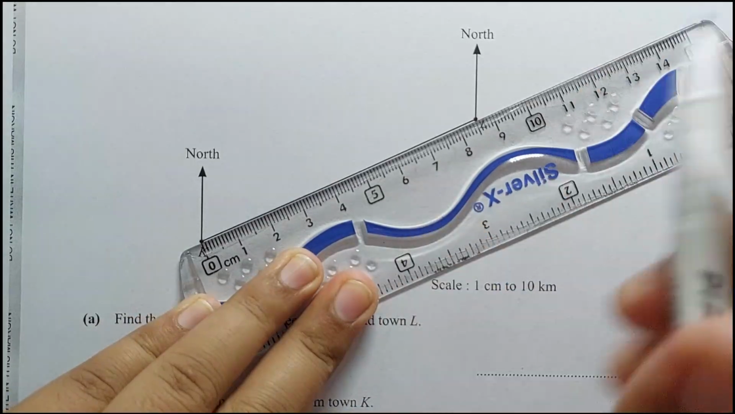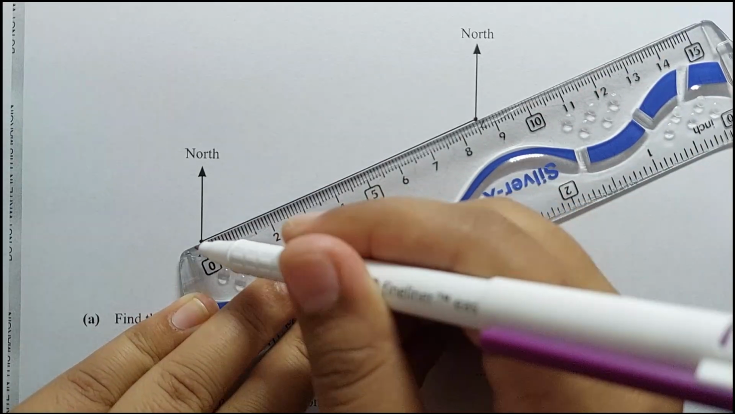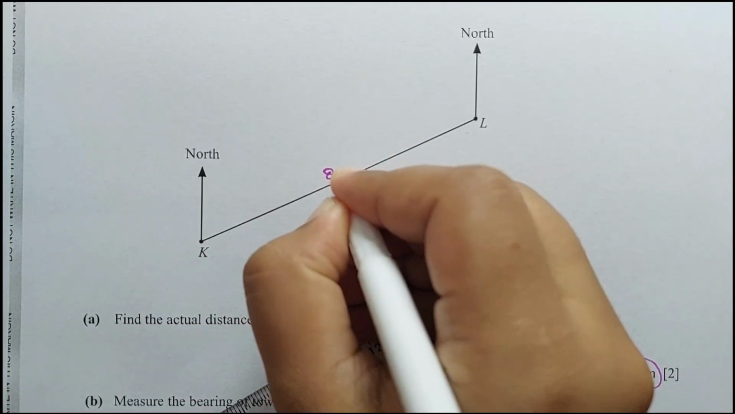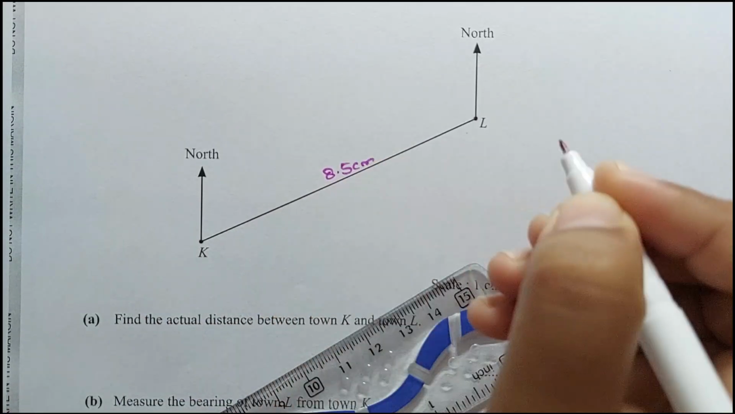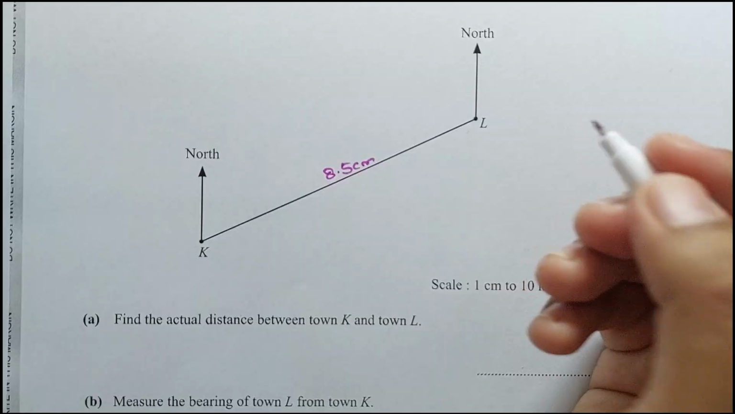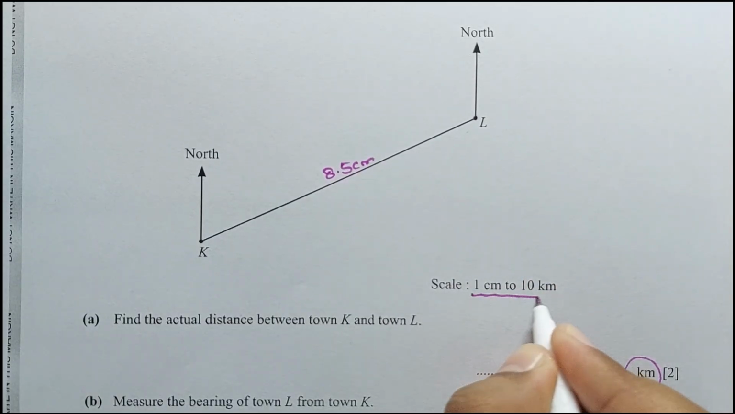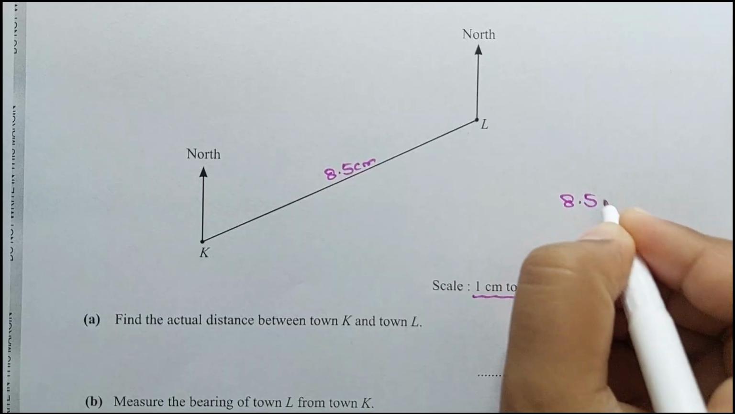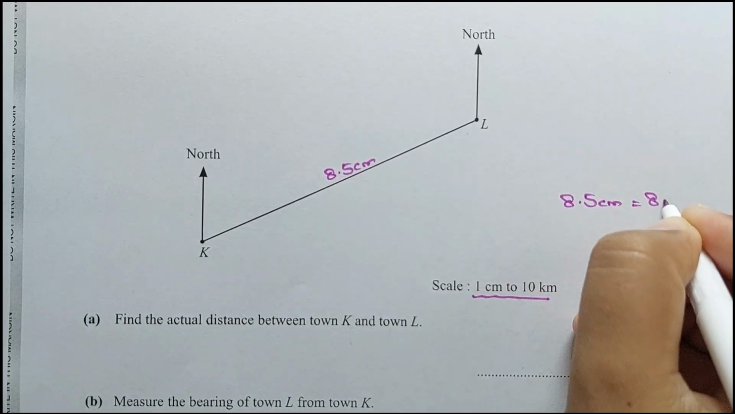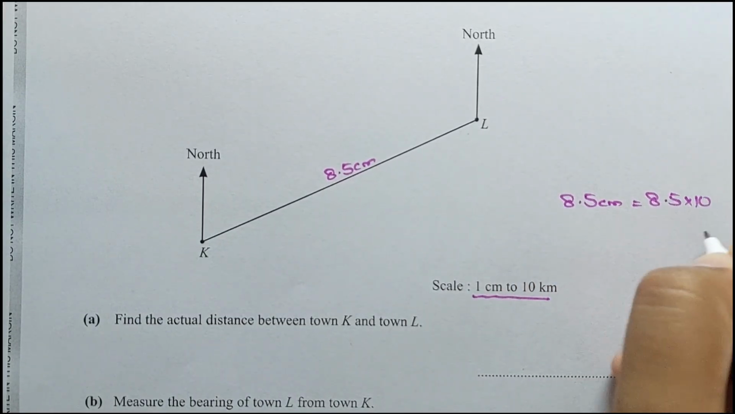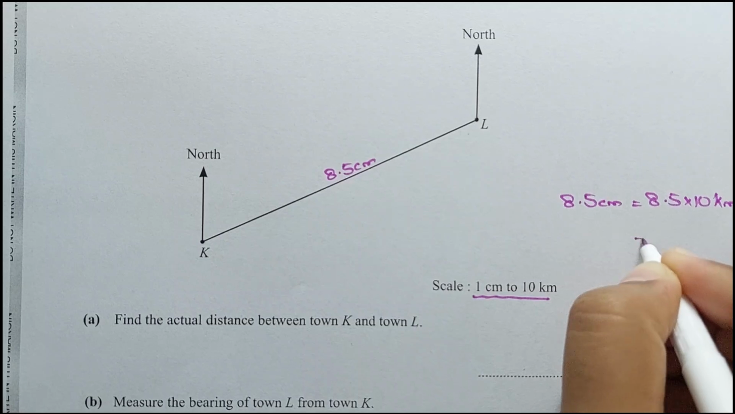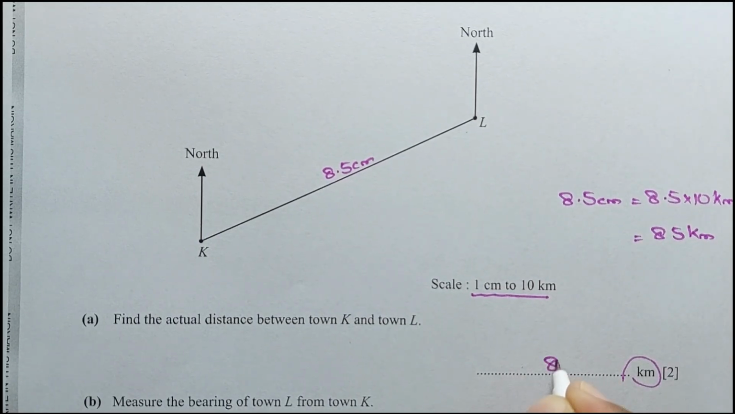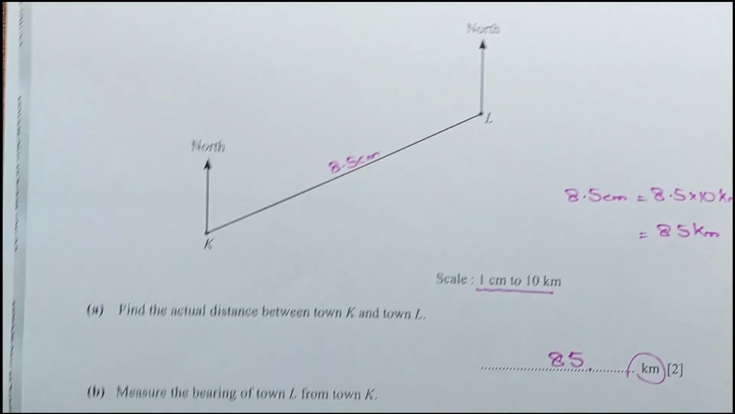So this is in centimeters. You can see this is from 0 till 8.5, so 8.5 centimeters. We have to convert it according to the scale. 1 centimeter is 10 kilometers. What is 8.5 centimeters? This is 8.5 times 10 kilometers, which is 85 kilometers. So the distance in kilometers is 85.